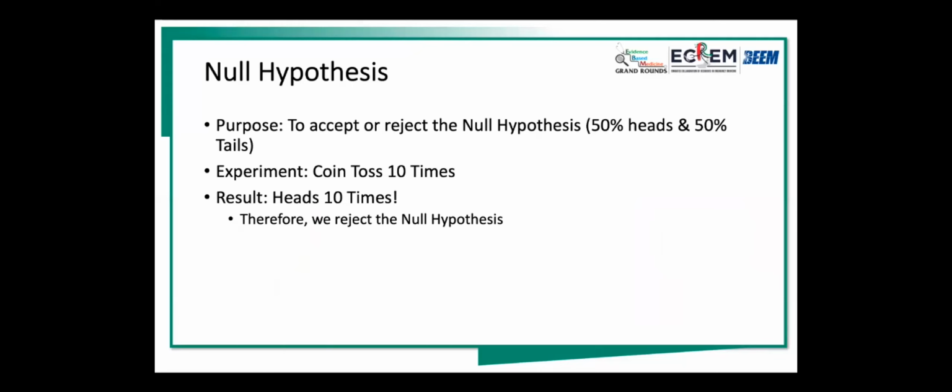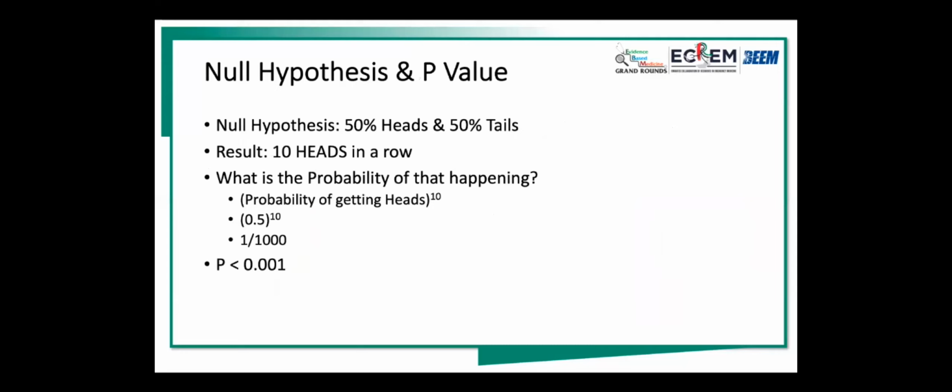So now, with the result of 10 heads in a row, what's the probability of that happening? If you flip a coin, there's a 50-50 chance that it's going to be either heads or tails, right? So we can say the probability of getting heads is 50%, so that's 0.5. And what's the probability of that happening 10 times in a row? That would be 0.5 times 0.5 times 0.5, and so on 10 times, so 0.5 to the power of 10. If you look at that overall, that's about 1 in 1,000. There's a 1 in 1,000 chance that we're going to get 10 heads in a row.